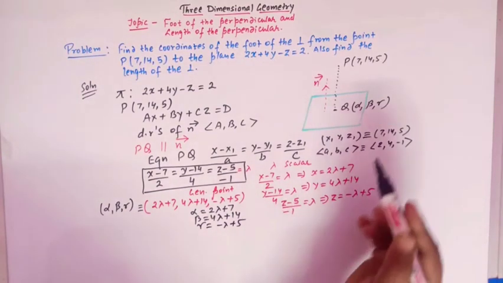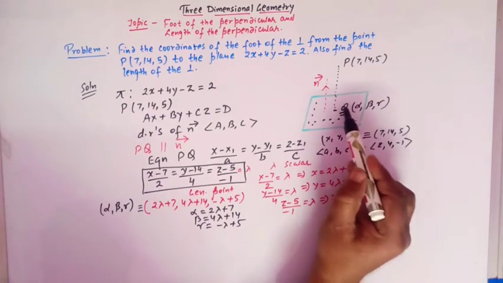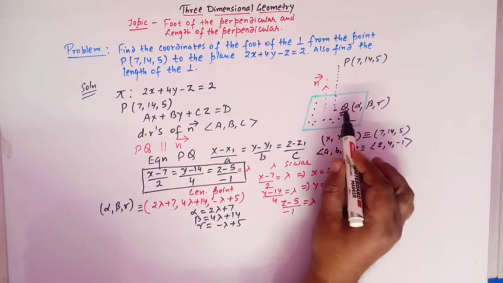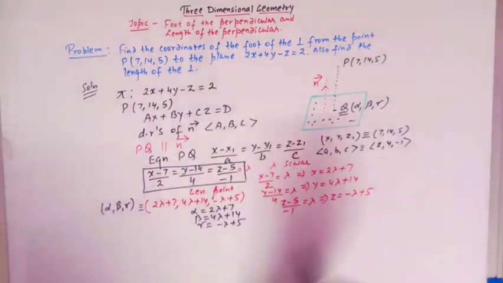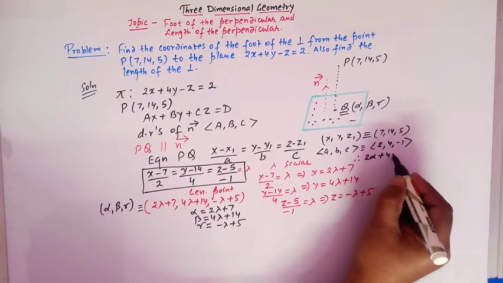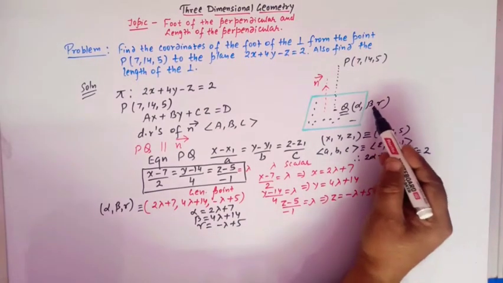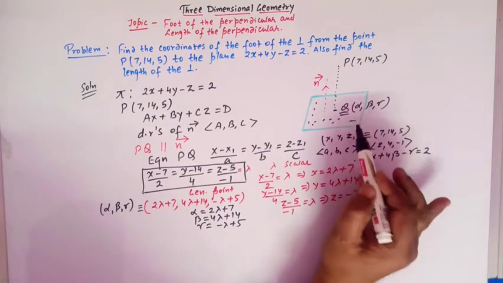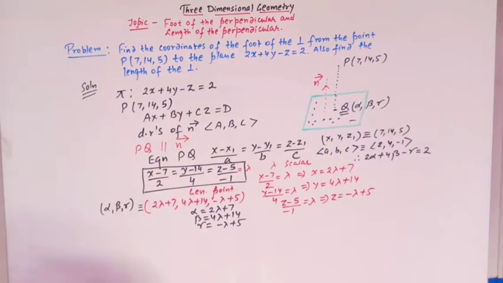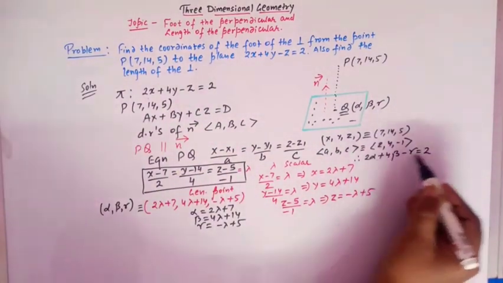And we see that this point Q lies on this plane, so therefore Q will satisfy the equation of the plane. So therefore we can write 2 times alpha plus 4 times beta minus gamma is equal to 2, because alpha, beta, gamma is the point which lies on the plane as well as on the line. So substituting alpha, beta, gamma in the equation of the plane, we get this equation.